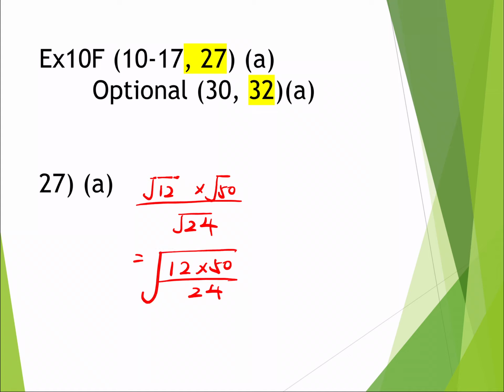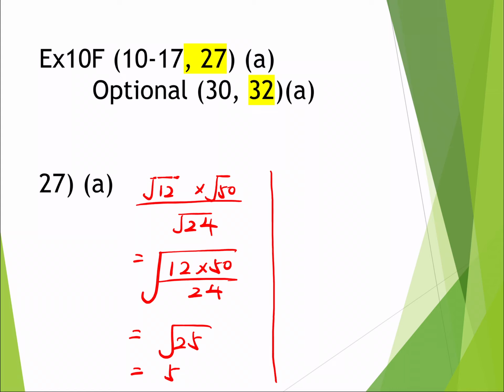So it equals square root 25. And then square root 25 is equal to 5, right? It is easy if we combine the square roots together first. And of course, there is method 2, to simplify the surds one by one.